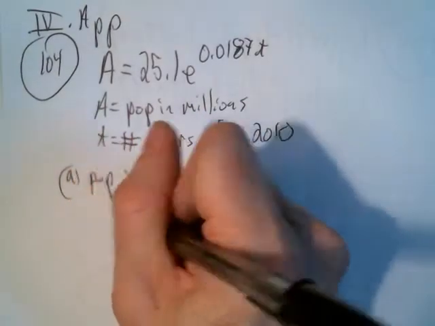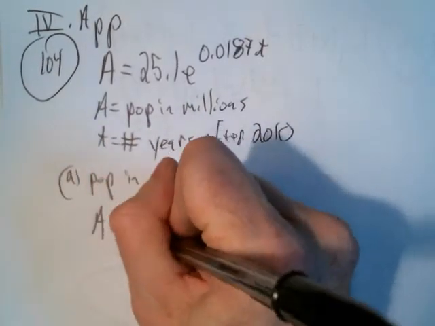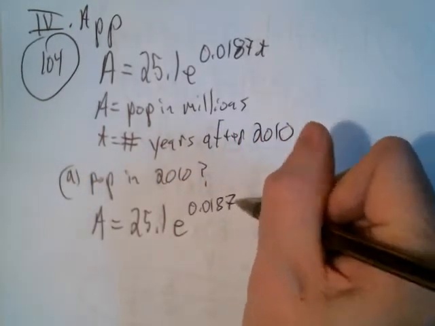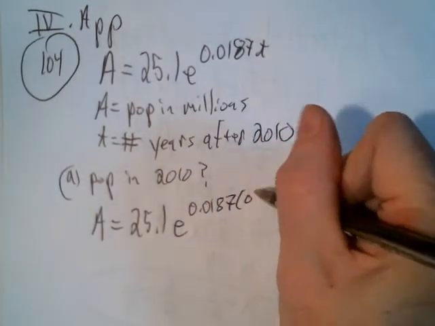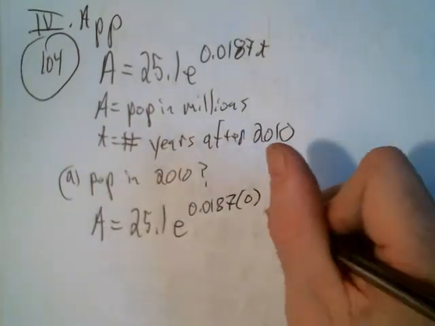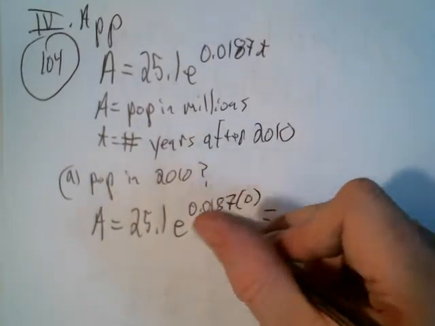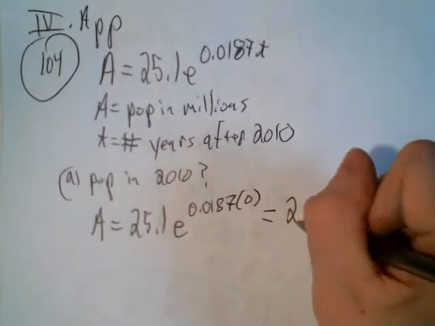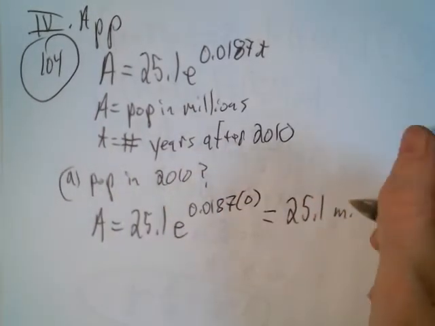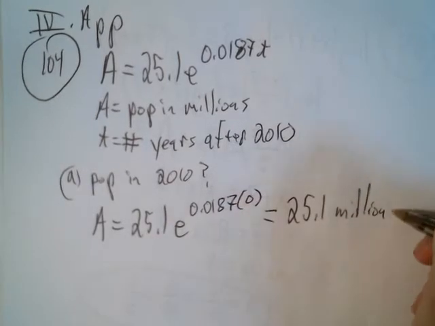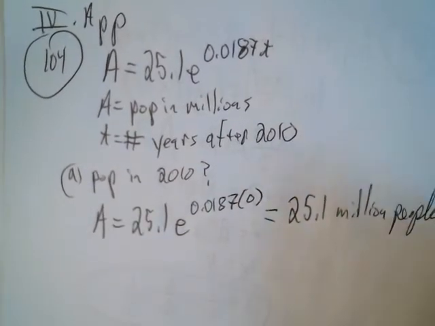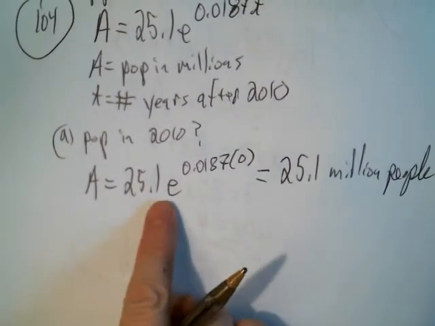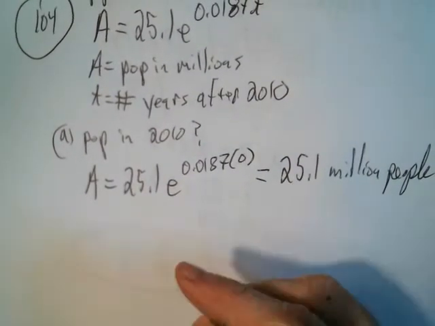So that's a simple plug and chug. It will be A equals 25.1 e to the 0.0187 times 0. We could even do this in our head. This entire exponent will be 0, so it'll be e to the 0, which is 1. So you have 25.1 million people. At time 0, the population is just this coefficient.